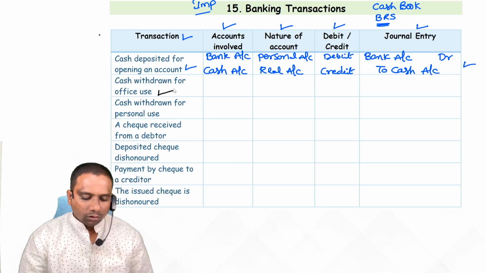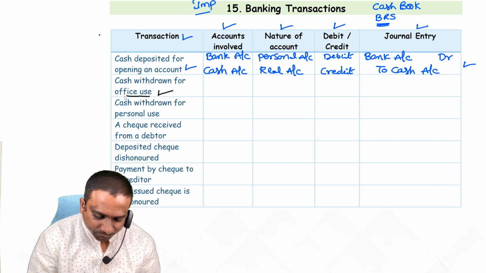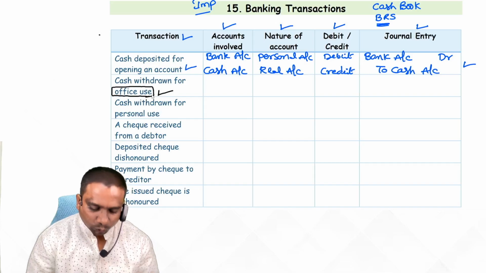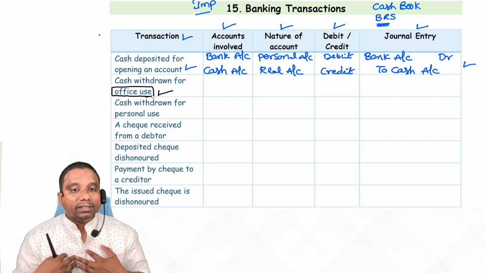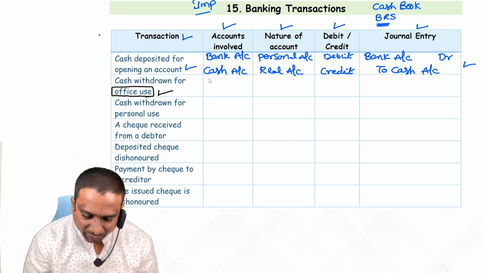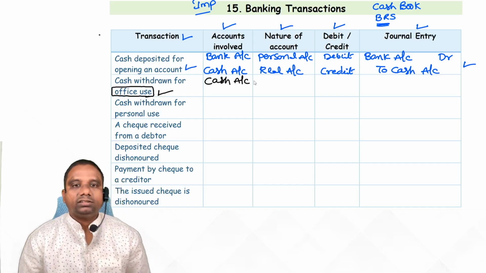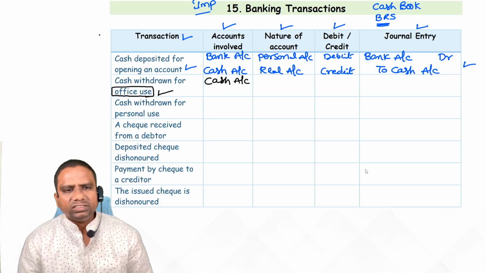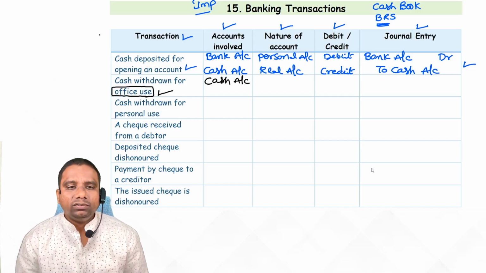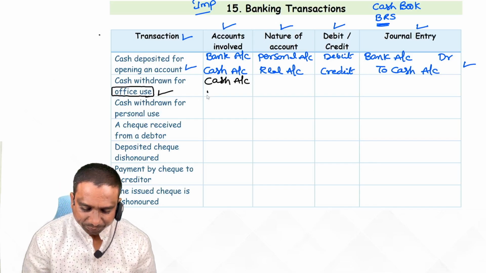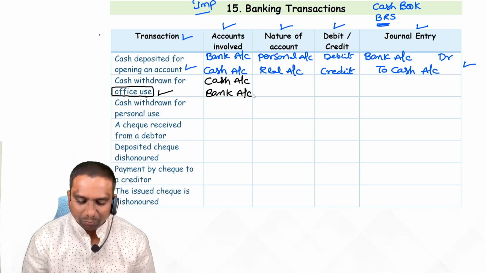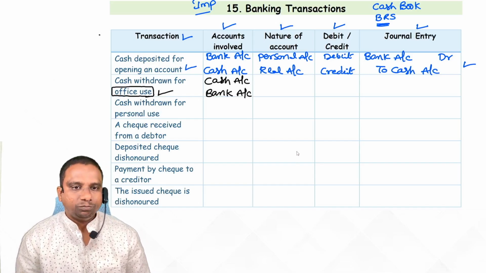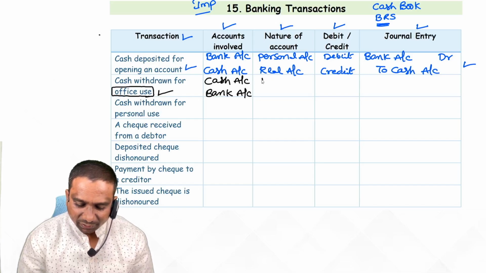Cash withdrawn for office use. For what purpose? Office use. Cash withdrawn means we are receiving cash from the bank. What is the receiving aspect? Cash. Is it clear? And who is the giver? Bank is the giver. So bank account. Nature: cash is real.